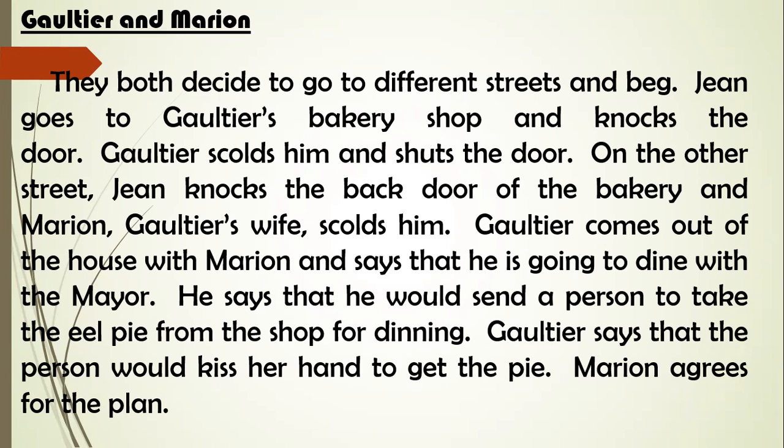Gaultier's wife says, "How will I identify him? Who will be that person?" So Gaultier says that the person would kiss her hand to get the pie. With this agreement, Marion agrees to the plan, and she says, "Okay, then I'll be able to identify properly who exactly that person, the messenger, is." All this plan was heard by Jean and Perry.